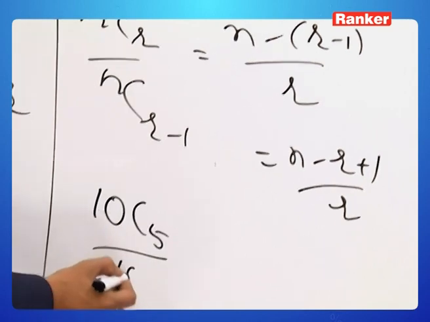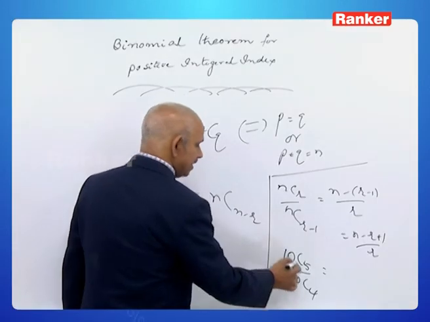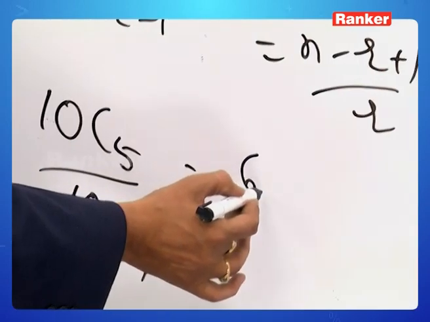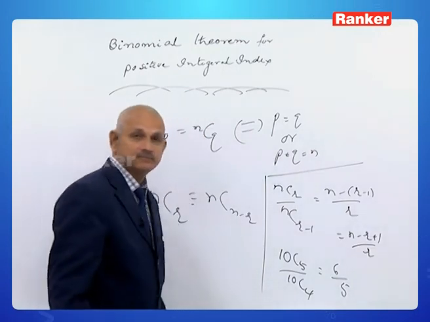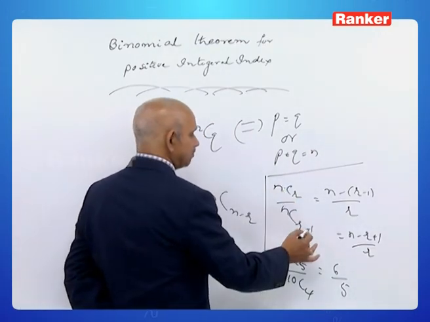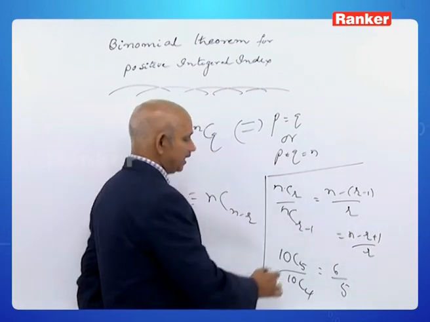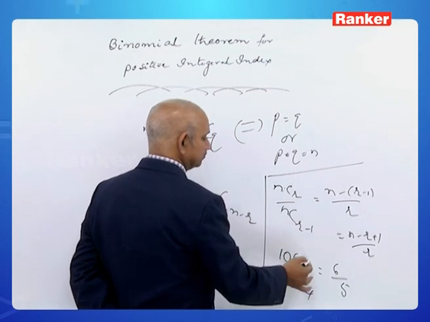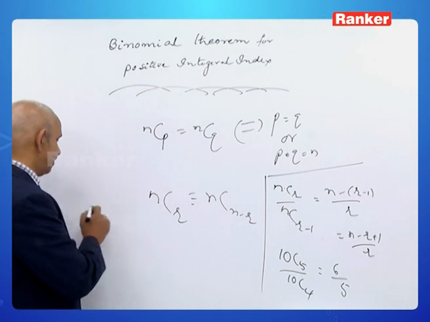10C5 by 10C4. What is that? 10 minus 4 is 6, by the bigger number, 5. That's it. Like that we make use of N minus the smaller number, by the bigger number: 10 minus 4 by 5. Another illustration we can see.